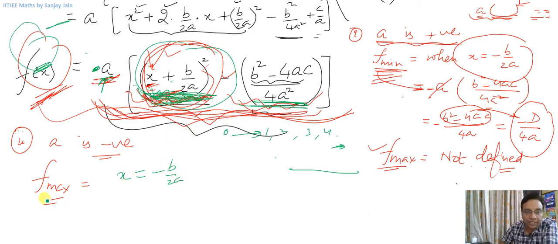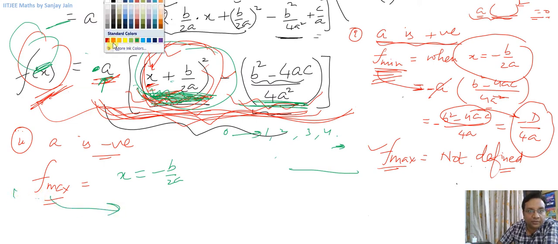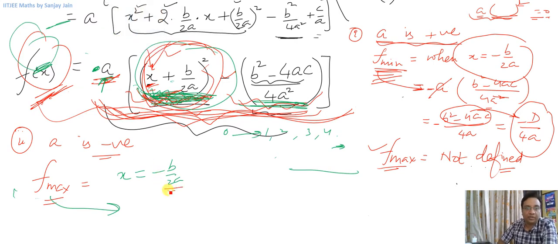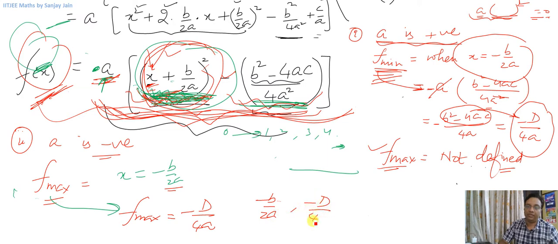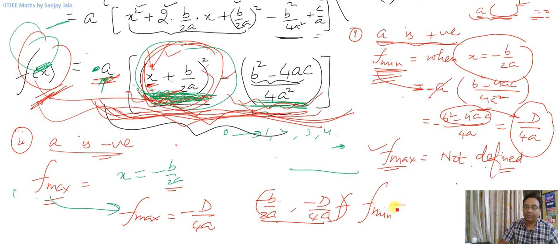And what will be the value? What will be the maximum value of f of x? When x is equal to minus b by 2a, again f of max, if you calculate, will become minus d by 4a. So again I have got maximum value of this expression at minus b by 2a, and what is the value? Minus d by 4a, right? And if you have to talk about the minimum value of this expression when a is negative, f min, it will not be defined or does not exist.